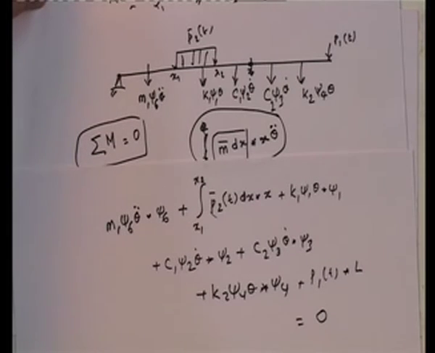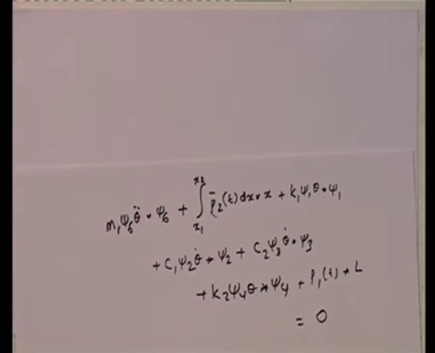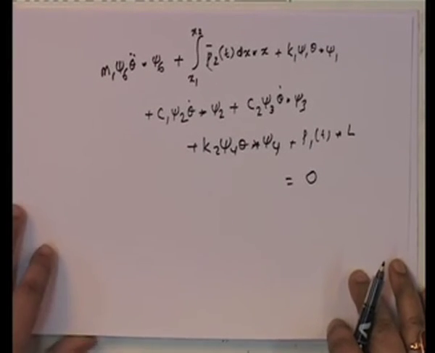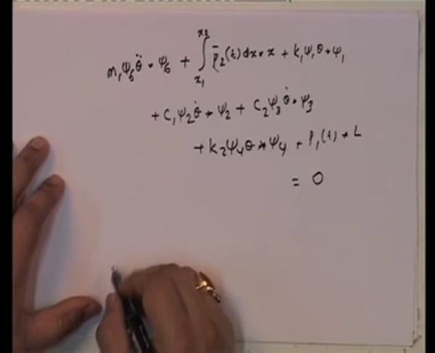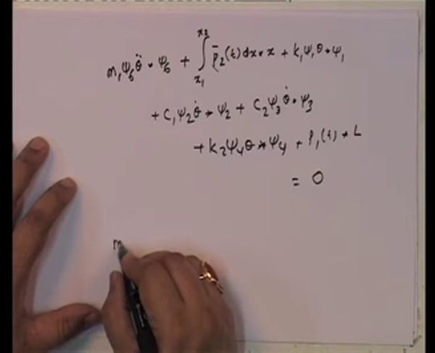So, this becomes then my equilibrium equation, and if I look at this, this is my equation of equilibrium, and if I rewrite this, what I get is m1.